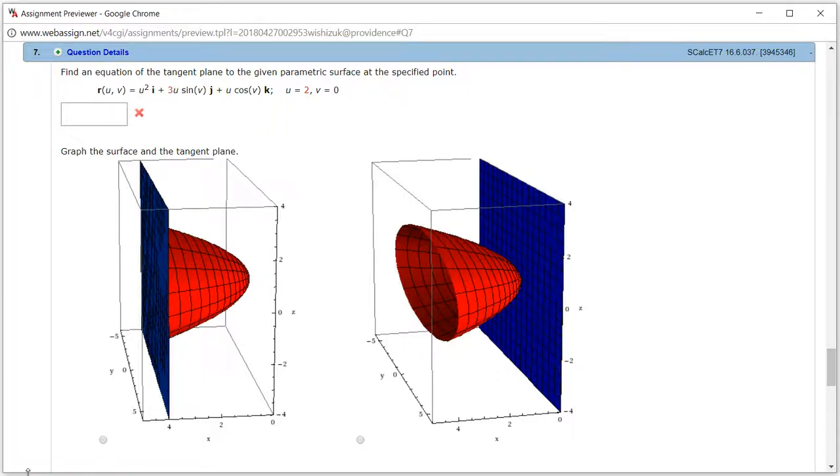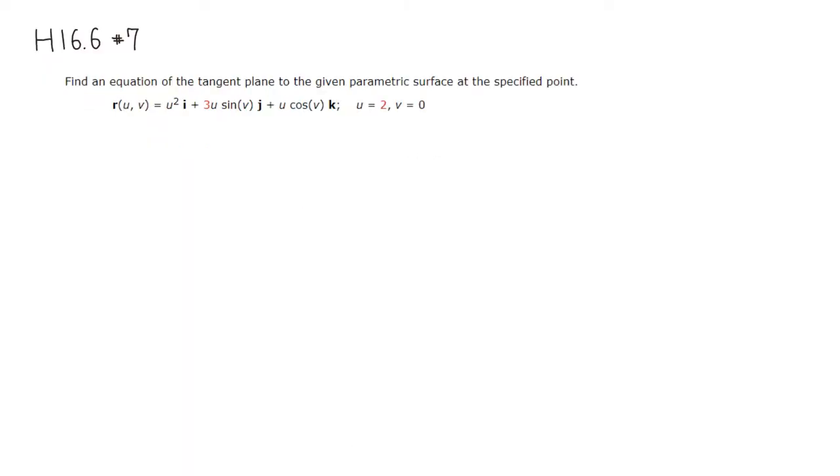All right, let's look at homework 16.6, problem number 7. Let's look at this parameterization here. First we want to find the equation of the tangent plane at u equals 2, v equals 0. So let's do that. First we need to find the point.